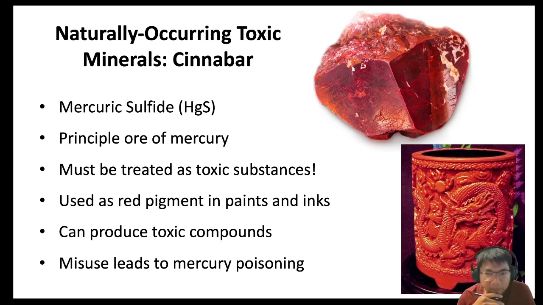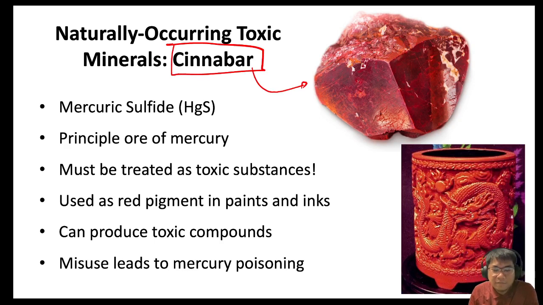The next one is just to let you know about other types of minerals that could be toxic. This is called cinnabar. Cinnabar looks something like this. It's very easy to recognize cinnabar because it looks like red meat, right? The color kind of reminds me of raw meat. But anyway, cinnabar is also a sulfide, but it has mercury in it. In fact, cinnabar is used as a principal ore of mercury.